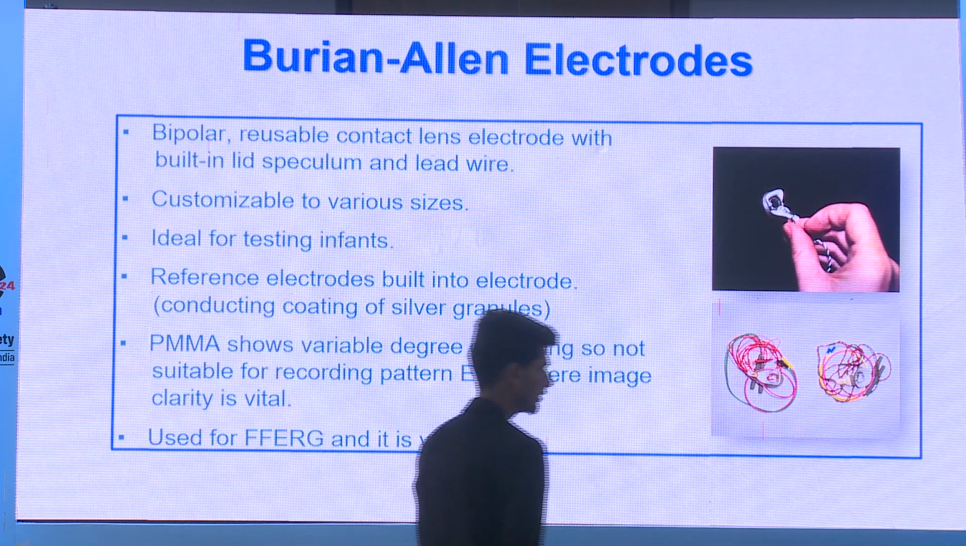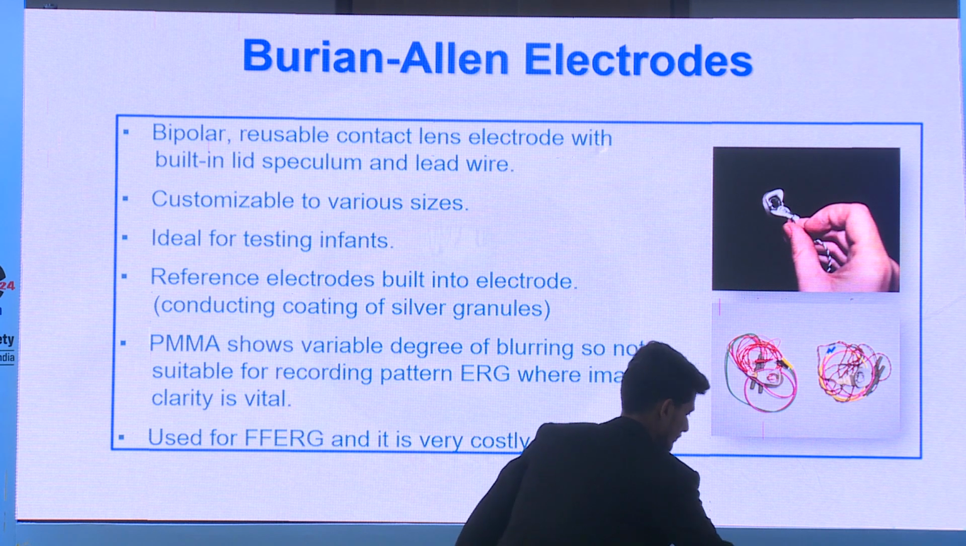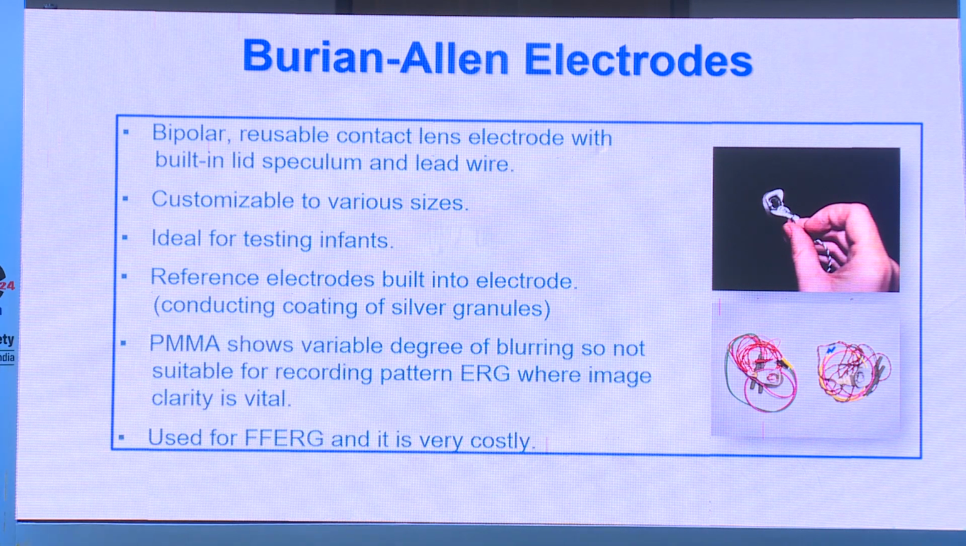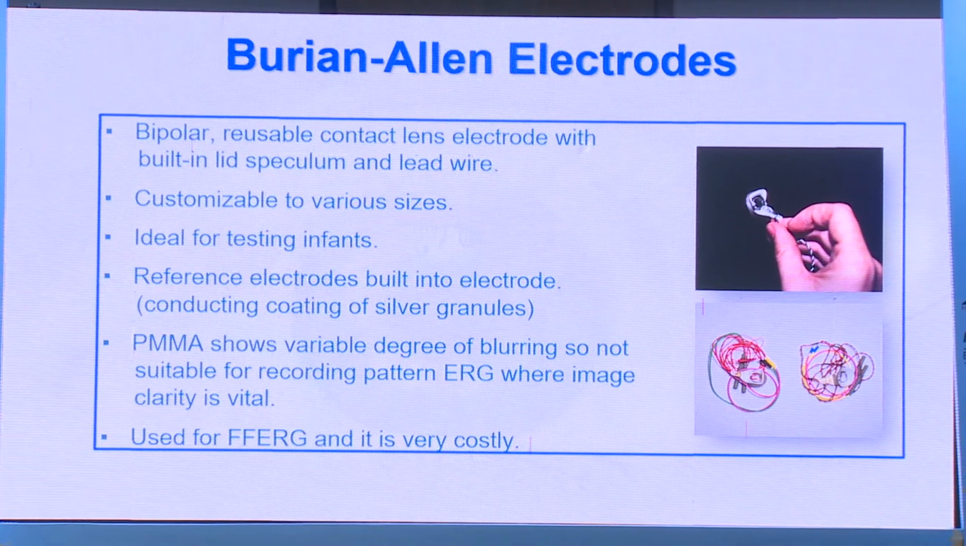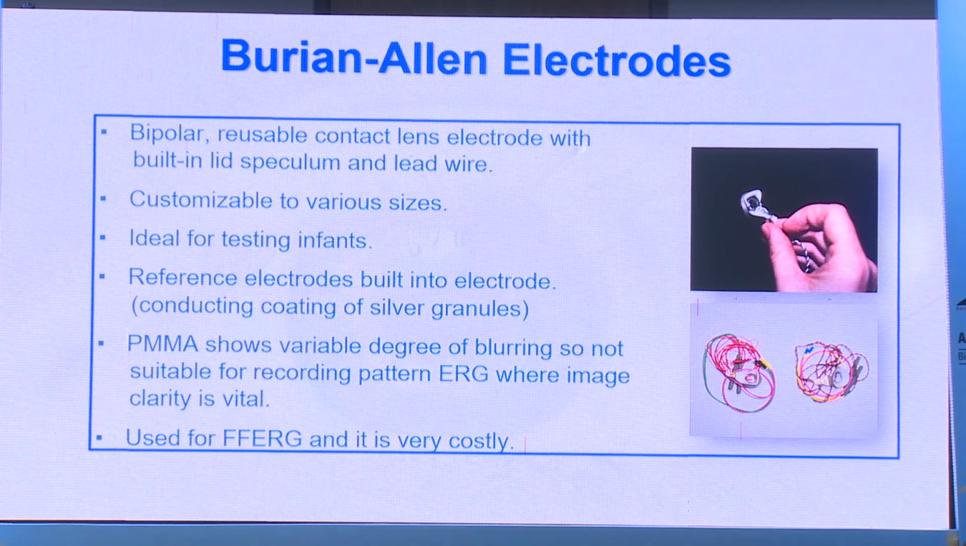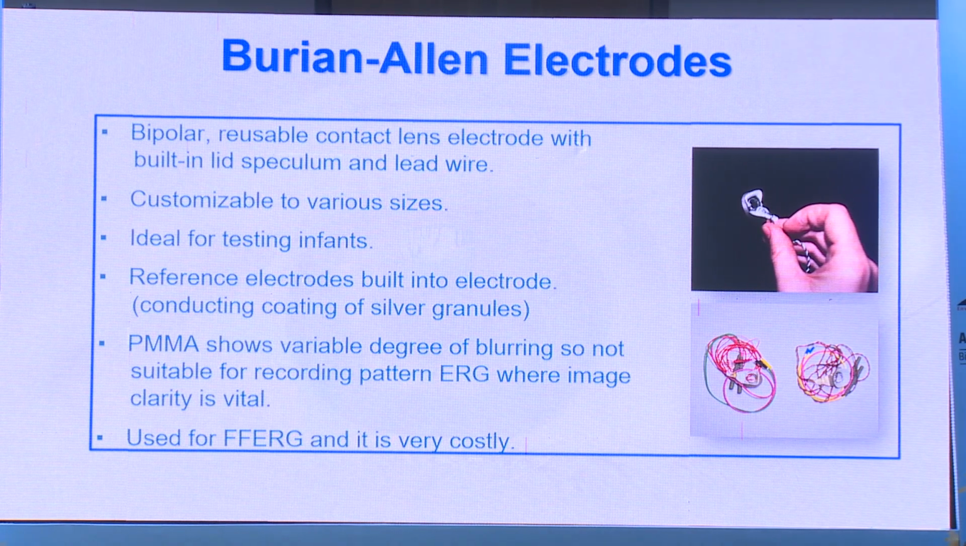Then the other commonly used electrodes are the Burian Allen electrodes. These are bipolar reusable contact lens electrodes with built-in lid speculum with a lead wire. They are customizable to various sizes, ideal for infants. The reference electrodes are built into the electrodes, which are a conducting coating of silver granules. PMMA shows variable degree of blurring, so not suitable for recording pattern ERG where the image clarity is vital. They are generally used in full-field ERG, but the only drawback is it's very costly.